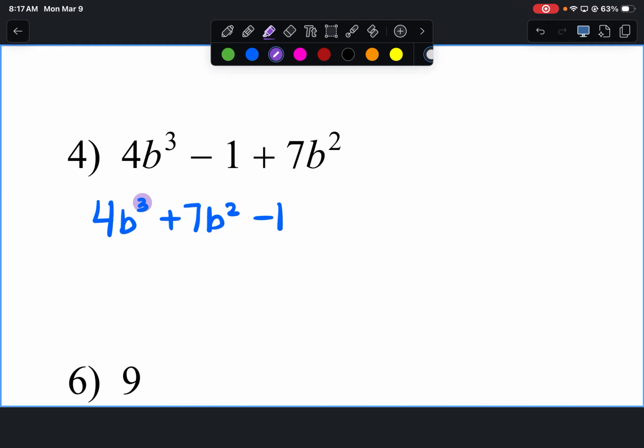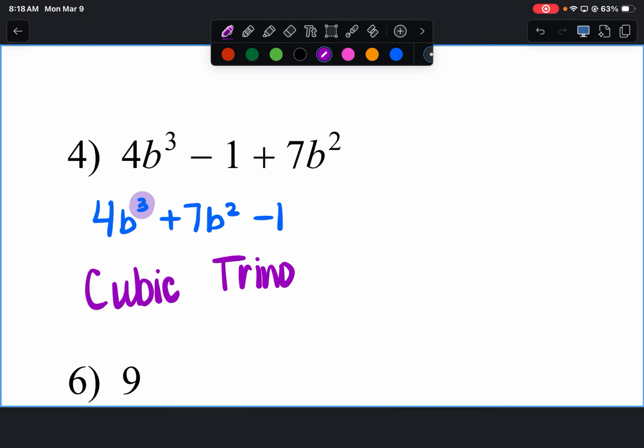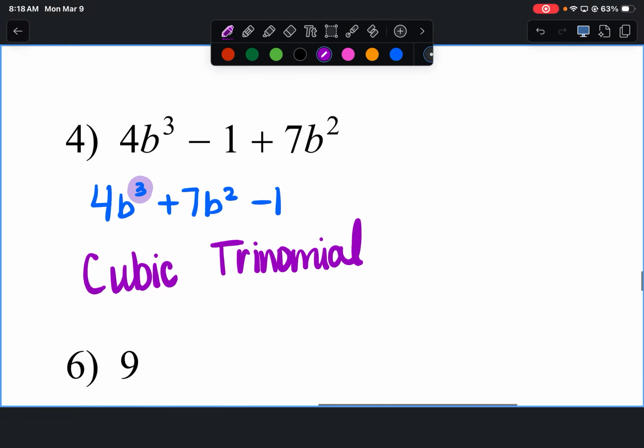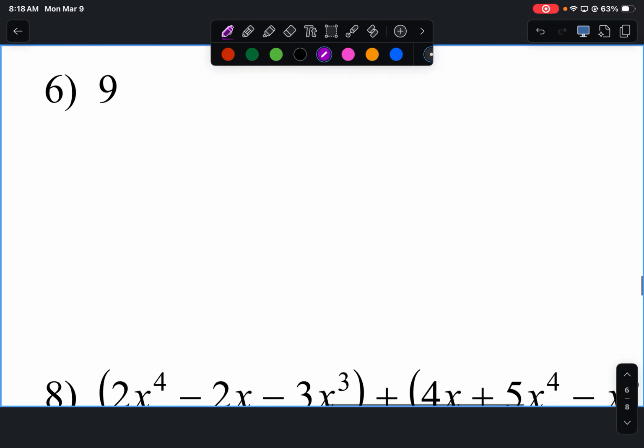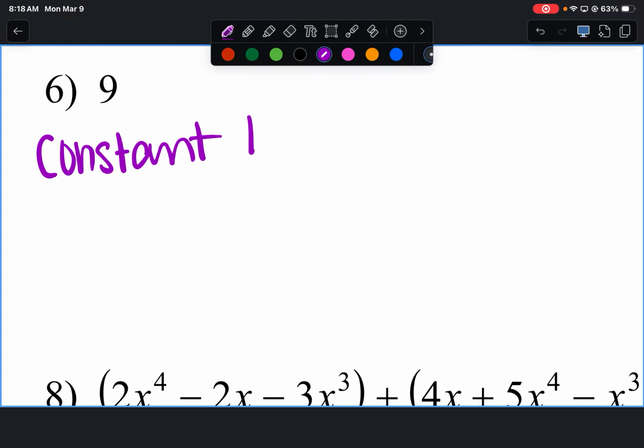4b cubed. So if it is cubed, that means it is cubic. And it's how many terms? 3. So that makes it a trinomial. All right, number 6. It is just the number 9. So it is constant. It's a constant what? Monomial. Constant monomial.